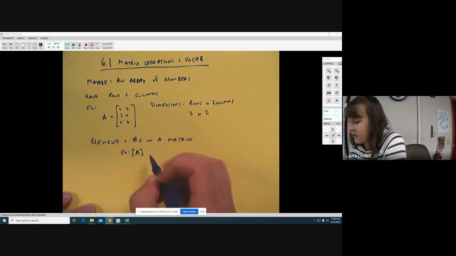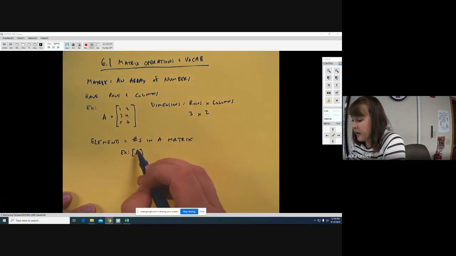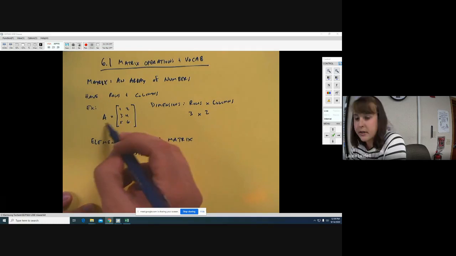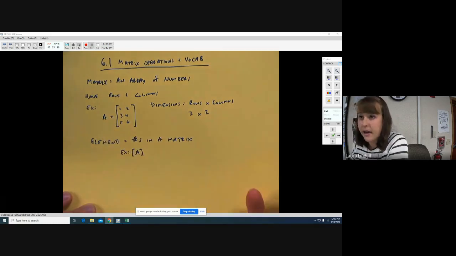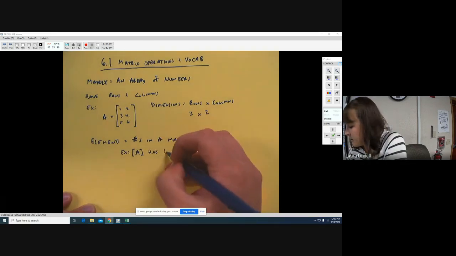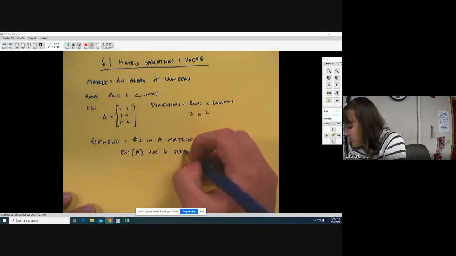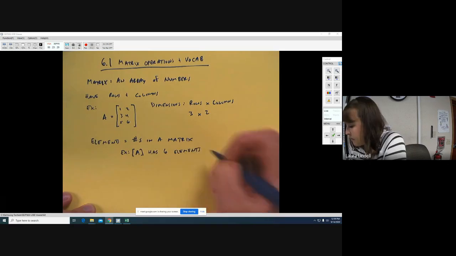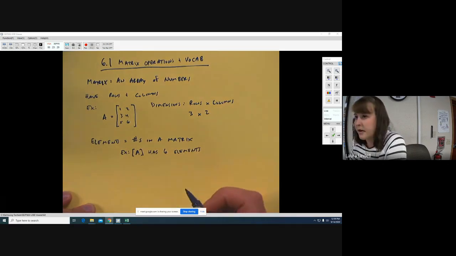And sometimes you'll see the matrix A referred to as A in brackets. Sometimes you'll just see it referred to as the capital letter A. They both mean the same thing. We could say something like A has 6 elements, because there are 6 numbers in it.